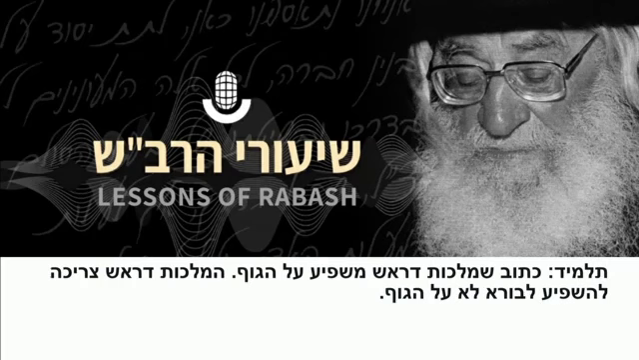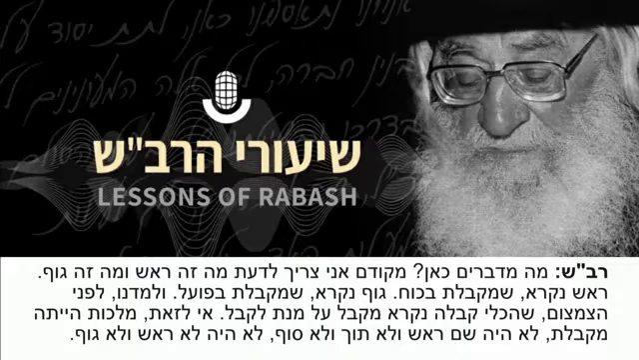It's written that Malchut of Rosh bestows upon the Guf. Malchut of Rosh needs to bestow to the Creator, not to the Guf. What is spoken of here?